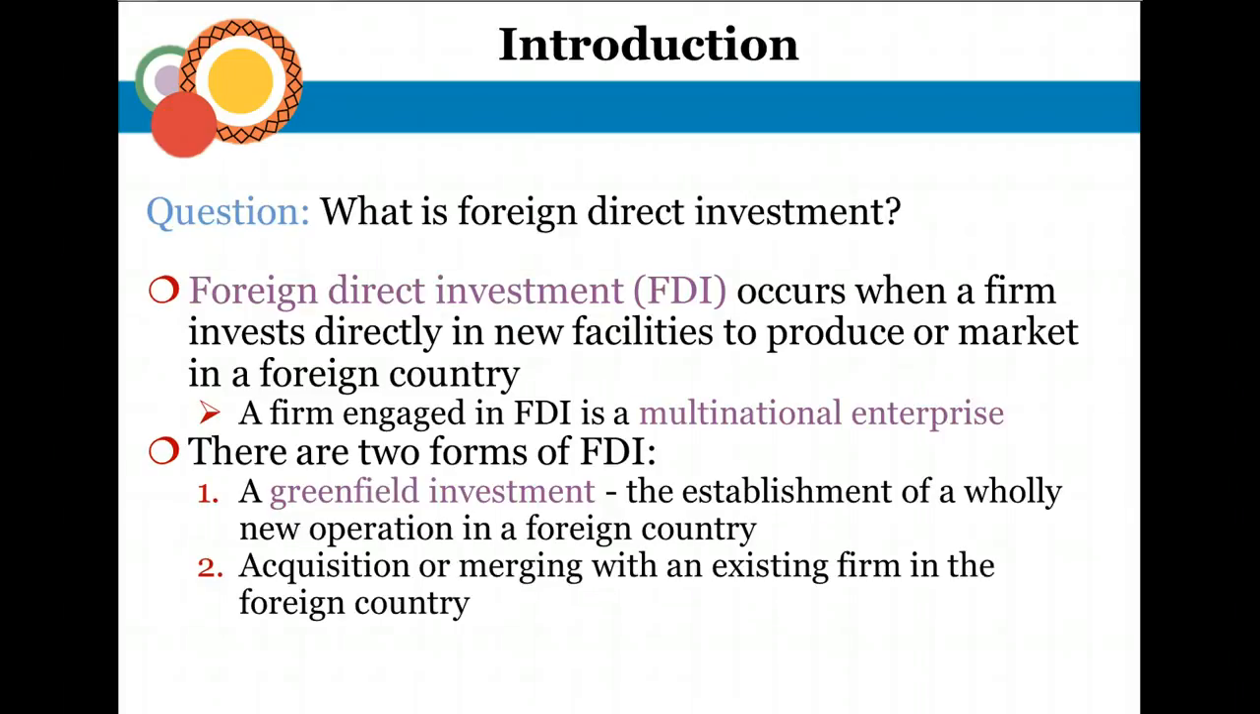So what is foreign direct investment? And this is pretty much what it sounds like. It's when a company invests directly into a market or a foreign country, either expanding or developing retail or storage locations outside of their home country. And foreign direct investment is one way to become a multinational enterprise. And you can do what's called a greenfield investment, which is the establishment of a wholly owned new operation in a foreign country, or make an acquisition or a merger with an existing company to get access to the foreign market.